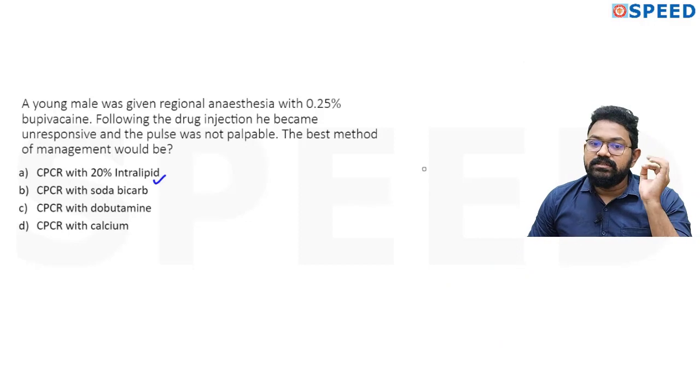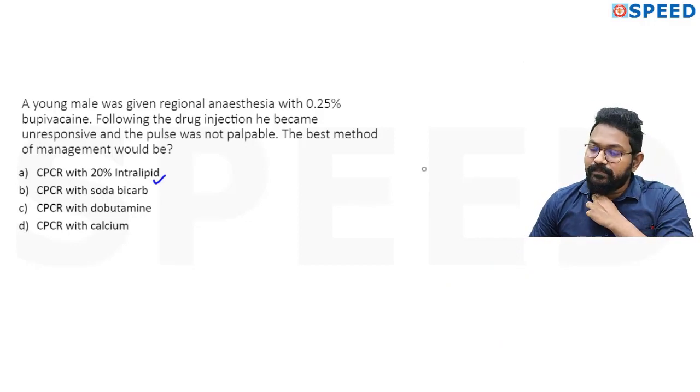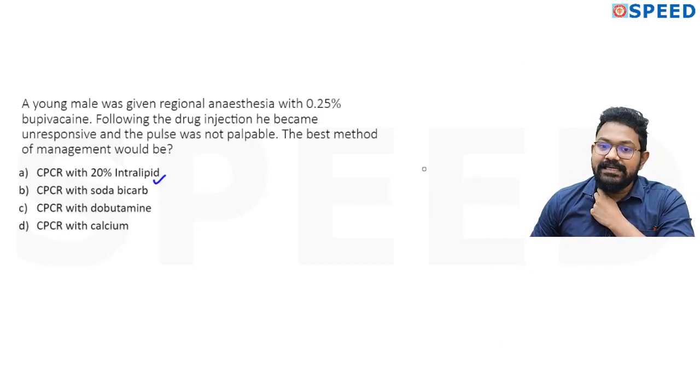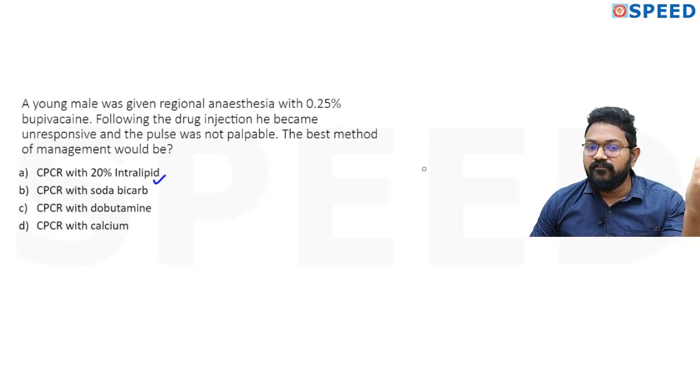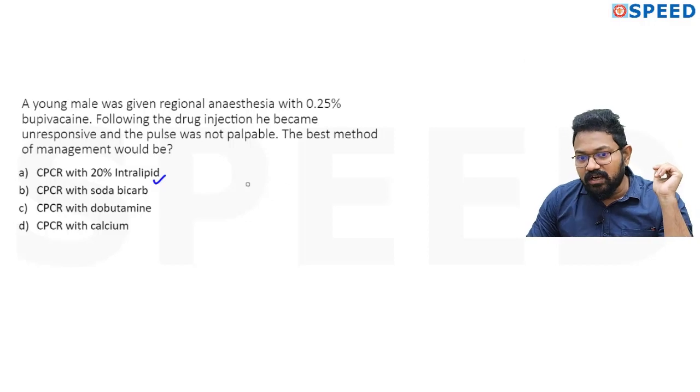A young male was given a regional anesthesia with 0.25% bupivacaine. Following the drug injection, he became unresponsive and the pulse was not palpable. The best method of management would be, right? So what are we talking about?